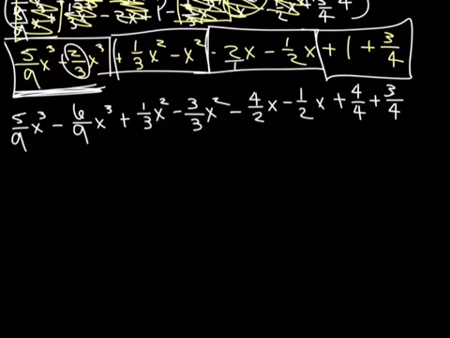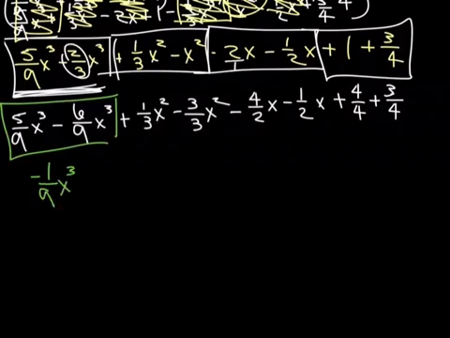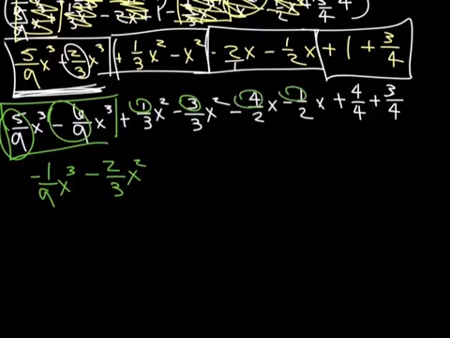Now I can start combining. So I'm going to combine those. 5 minus 6 is -1/9. So all I did was took 5/9 minus 6/9 and then tagged the x cubed onto it. Now I've got 1 minus 3 is -2. -4 minus 1 is -5 halves. And then this is going to be 7/4. And at that point, we're done.